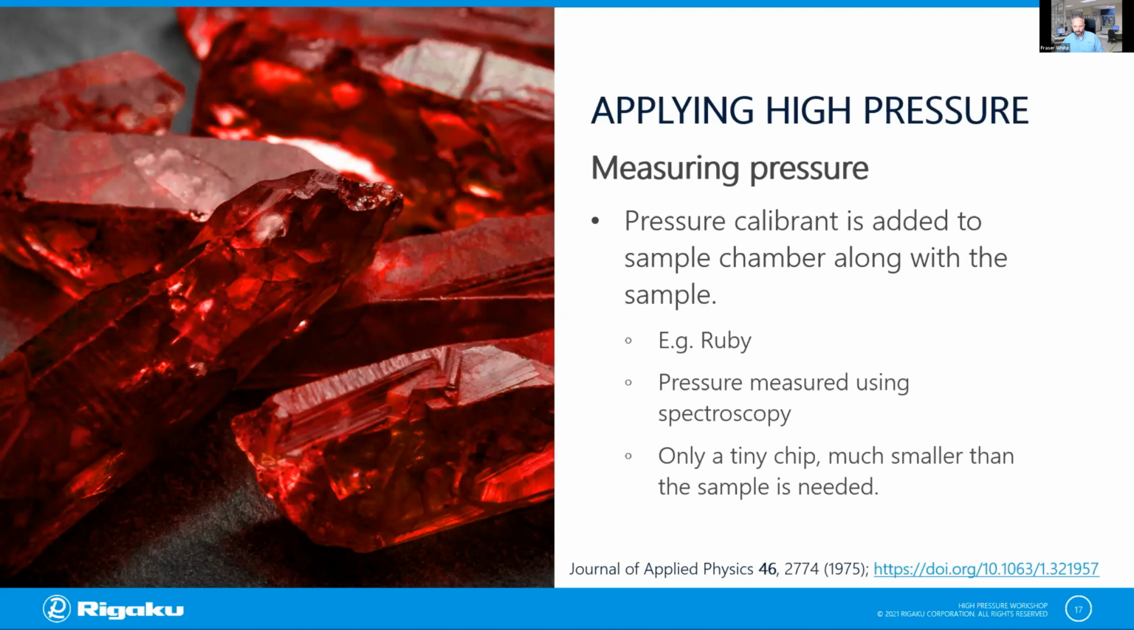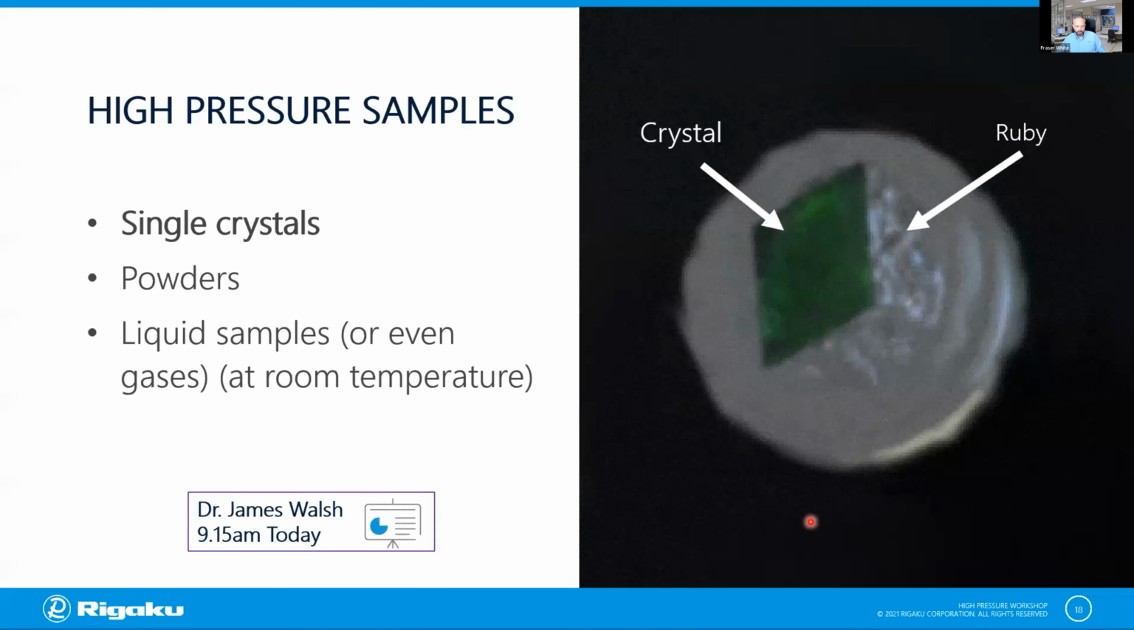So normally, the amount of the pressure calibrant only needs to be very small. So to give you some idea of that, we have here a crystal inside a cell, and a tiny chip of ruby next to it. So this is what it looks like under a microscope, and we're looking through the back of one of the diamonds into the sample chamber.